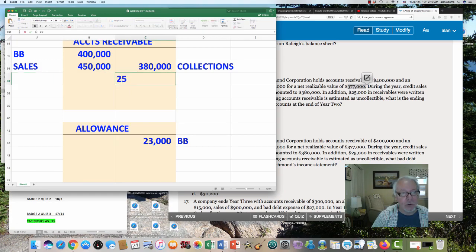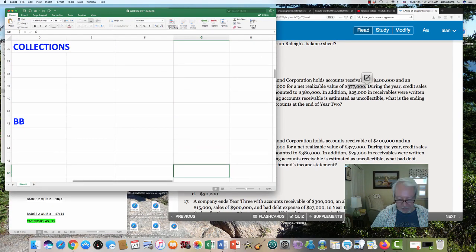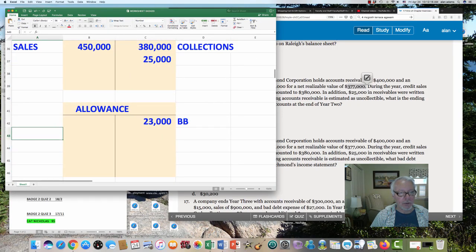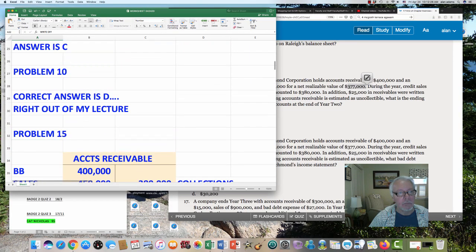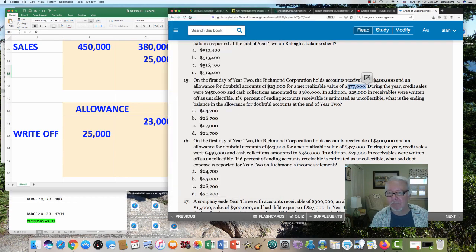We know that that's going to end up here. And the other side of that entry is going to be over here. We're going to use up part of what's in that allowance. So I'm just going to label that as a write-off. And I'm going to label this as a write-off. That was the entry we made. So far, this is how we frame out the problem.